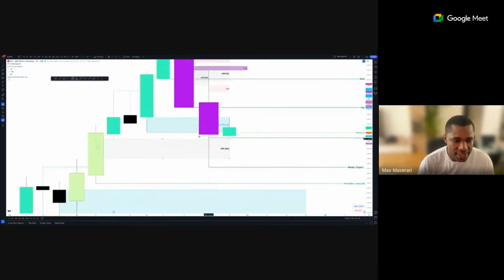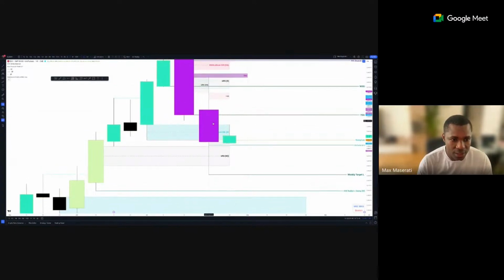Price did not close inside of the unfair pricing gap. This is a sign that price will highly likely go lower. Price respected the unfair pricing gap, and the sign that price highly likely will go lower this week is because price closed with a bearish body close below the swing low.